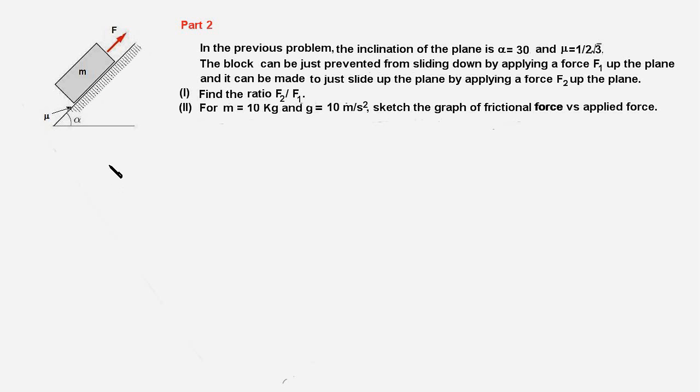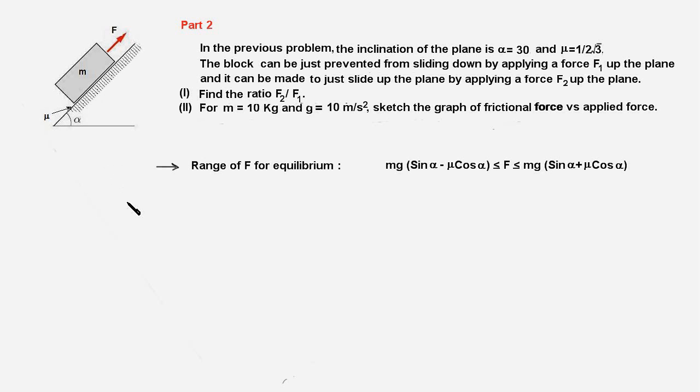This video is in continuation to the previous video, wherein we found the range of the applied force F under which this block on the incline would be at rest. The range of the force F for equilibrium we found in the previous video is this. And now in this problem, we have to find the ratio F2 to F1.